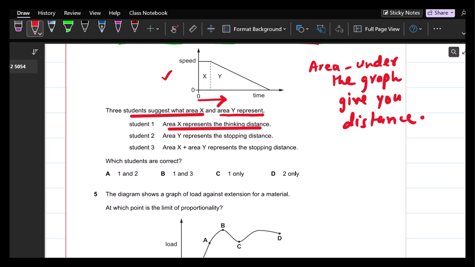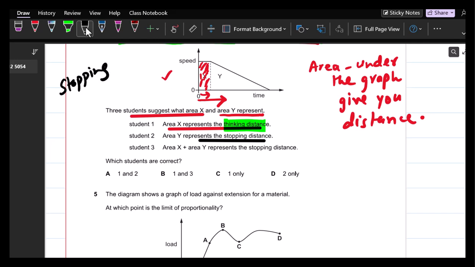So area X is possible. This is distance. The hazard has been seen from time 0, so it might be a thinking distance. It's correct. Student 1 is right. Student 2, area Y represents stopping distance. Area Y represents, no.